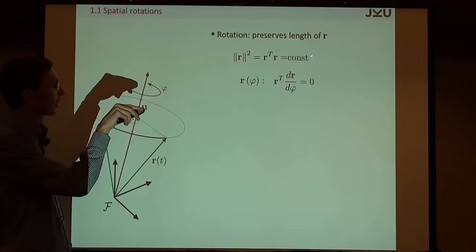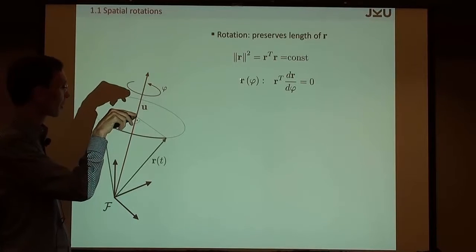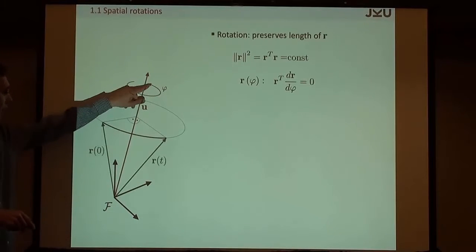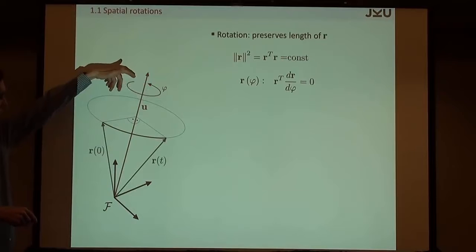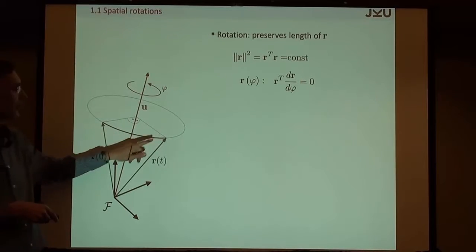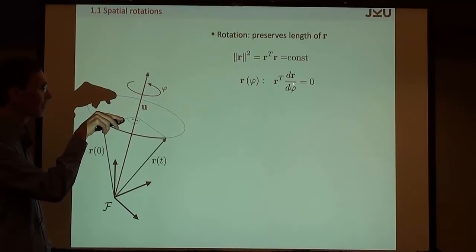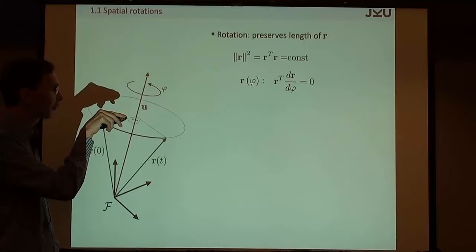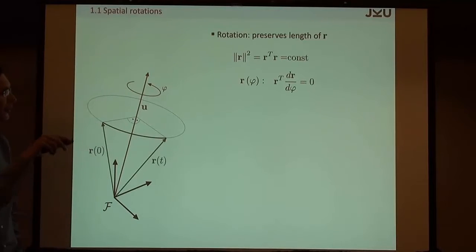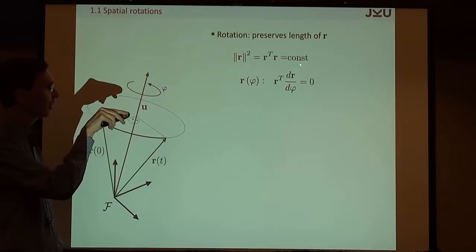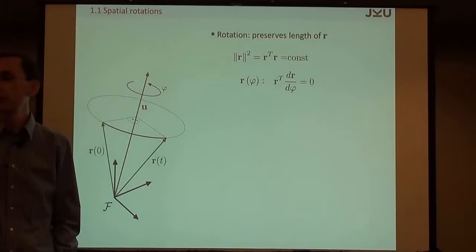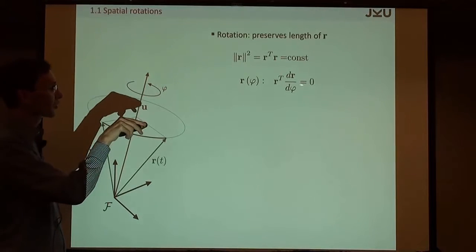Okay. If this is so, I can consider r as depending on phi. That makes sense, I guess, because whenever you change the angle, the point goes somewhere on this circle. But whatever happens, I can say that independently of phi, the length is the same. So I can take the derivative of the norm, and it should be 0, because the norm should be constant.